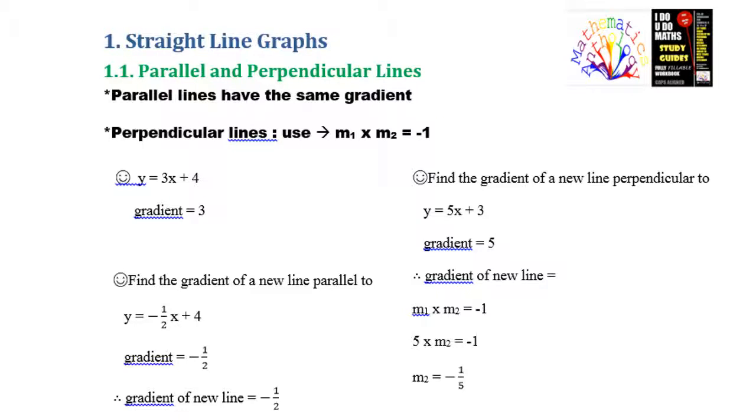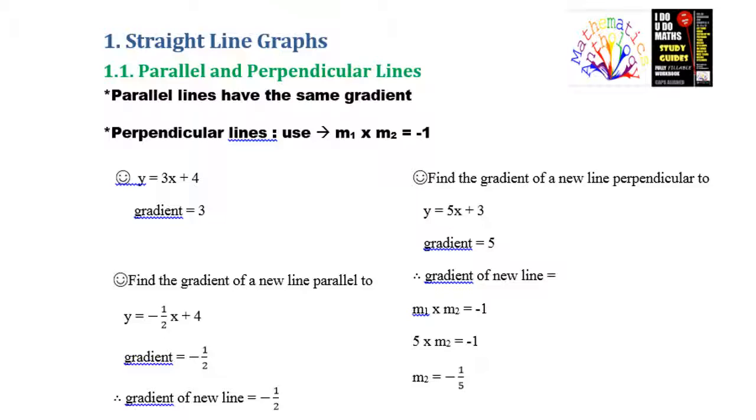Let's look at straight line graphs, parallel and perpendicular lines. Parallel lines have the same gradient, and for perpendicular lines, you need to use this equation: m1 times m2 is equal to -1. So it's the gradient of one graph times the gradient of another graph, and that should give you -1. If it gives you -1, then the lines are perpendicular to each other.